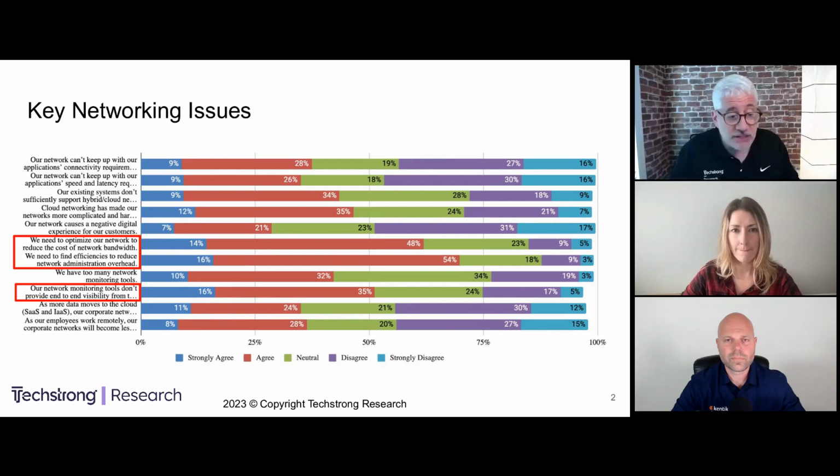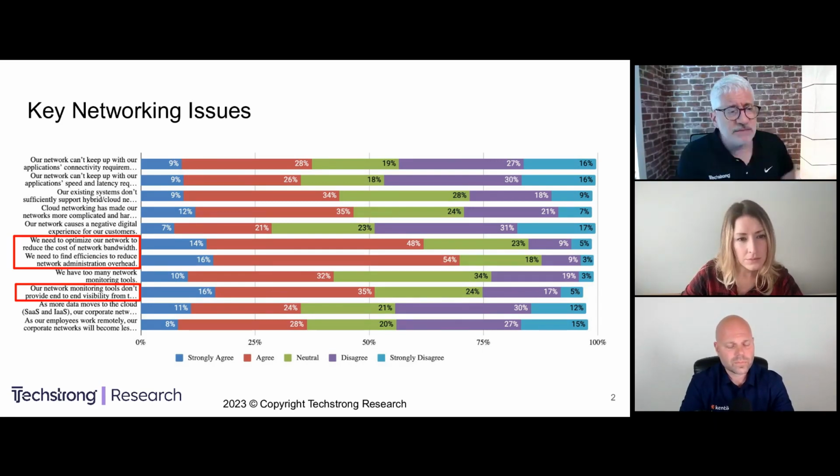Again, that's one piece of the puzzle, obviously, but without that connectivity, nothing else happens from that perspective. So anything else jump out from the data, on this specific question that we asked them? Your first bullet there that's not circled is that our network can't keep up with our application's connectivity requirements. Those requirements are out there.